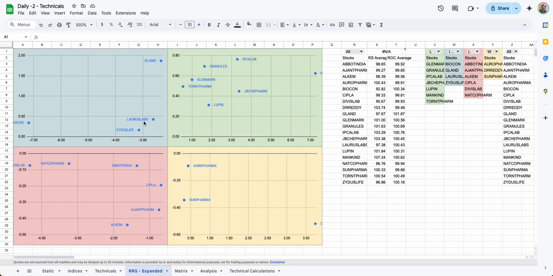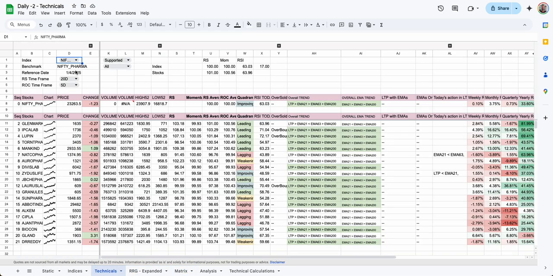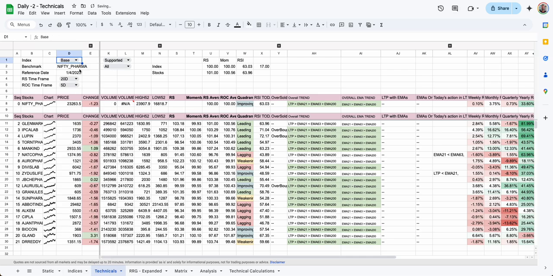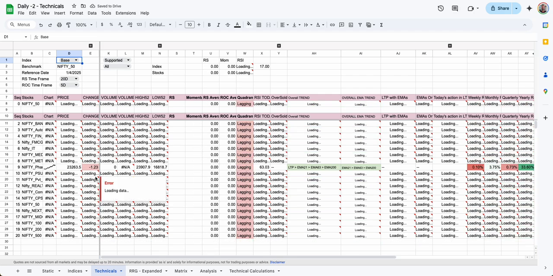You can see Laurus Labs and Biocon, Zydus Life in the improving quadrant. They've been doing good. Natco, Abbott, Cipla have all been lagging. Aurobindo Pharma and Sun Pharma are all weakening. You can see how they've performed in here, and you can see the technicals in here. And now if you just want to confirm this, you can compare all the sectoral and key indices in the Indian market in here. And you can see how they're performing relative to each other with respect to Nifty 50.